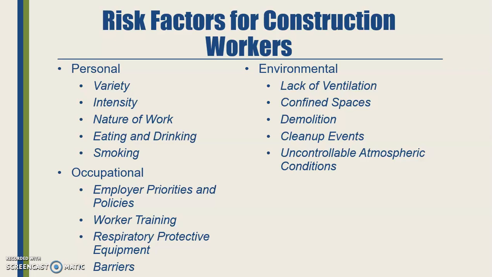Personal risk factors include variety, intensity, nature of work, and behaviors related to eating, drinking, and smoking. Environmental risk factors include lack of ventilation, confined spaces, demolition and cleanup events, and atmospheric conditions beyond the control of the construction team. Occupational risk factors include employer priorities and policies regarding occupational and environmental health and safety, worker training regarding specific toxic exposures, distribution and wear of respiratory protective equipment, and barriers to accessing regulatory or company-mandated personal protective equipment that does not fit.